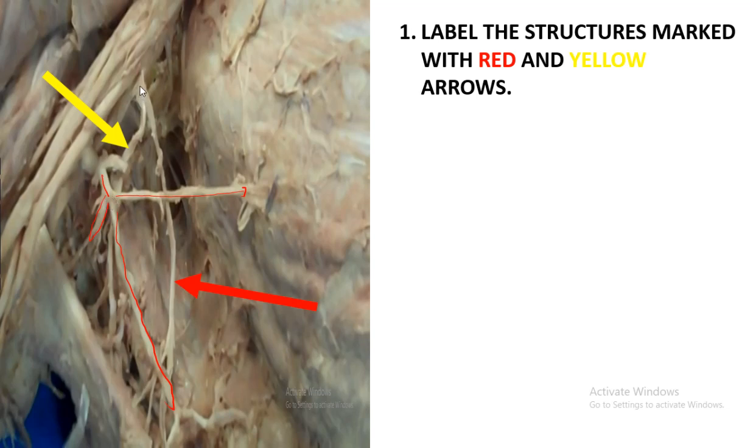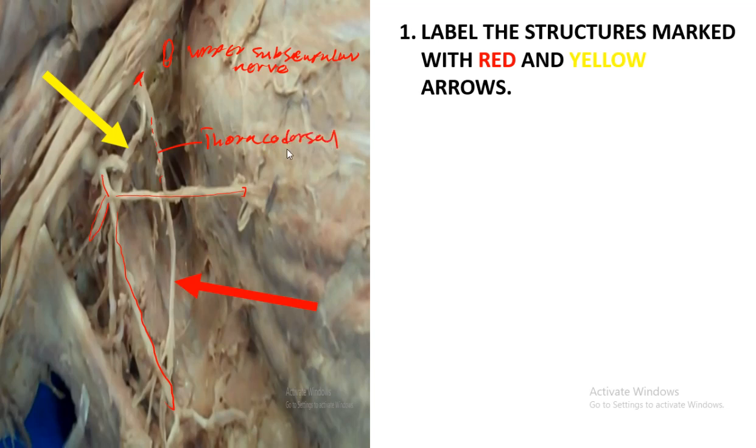Then there are these nerves which are coming this side. There are nerves which are coming from the posterior cord of the brachial plexus. The first nerve you can notice is the one which is on top there. This nerve is the upper subscapular nerve. Then there is this other nerve which is going toward the latissimus dorsi. So this nerve is just the thoracodorsal nerve.